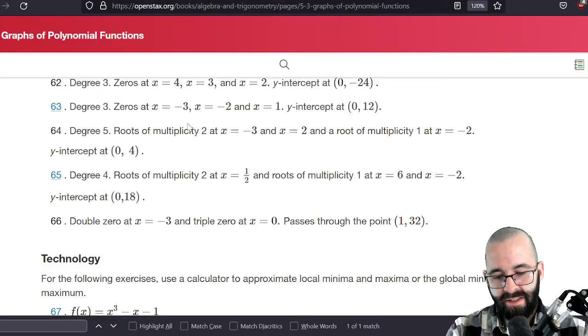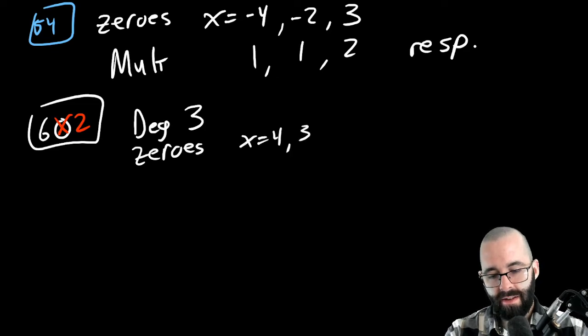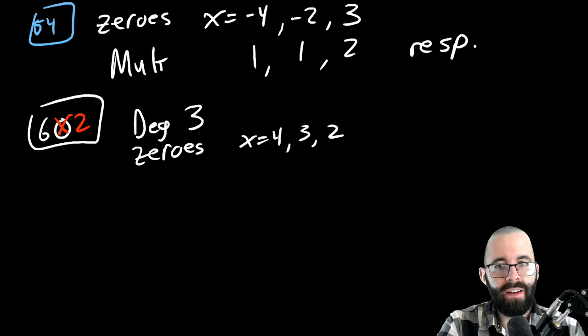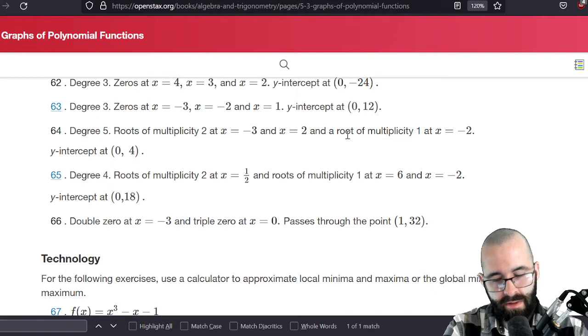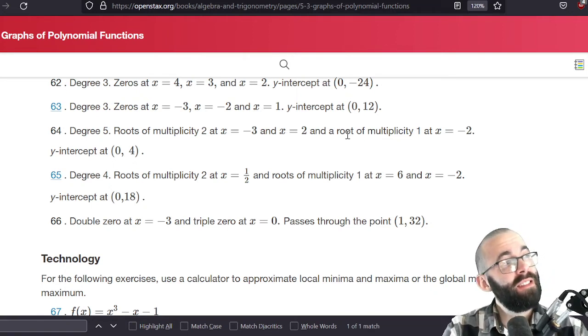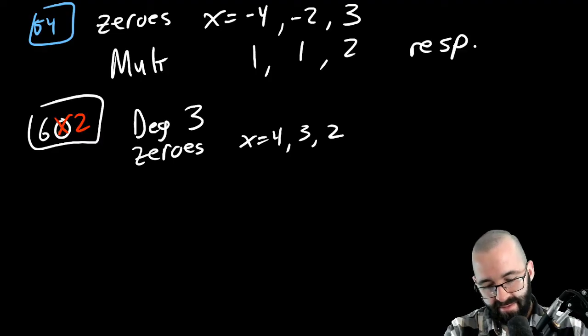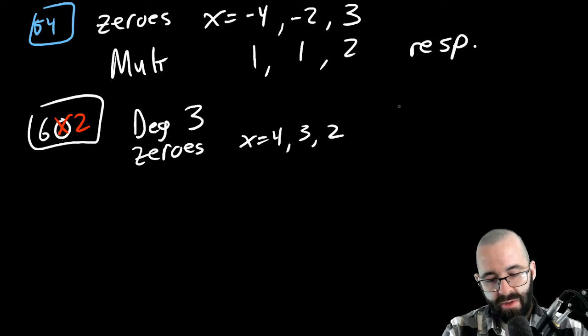Degree is 3. And there are zeros at x equals 4, x equals 3, and x equals 2. It didn't tell us the multiplicity, but we know. If the degree is 3 anyway, the multiplicities of all of these have to be 1. The multiplicities add up to the degree, unless there are complex roots. Either way, the multiplicities can't be more than the degree. All right, and y-intercept at 0, -24.